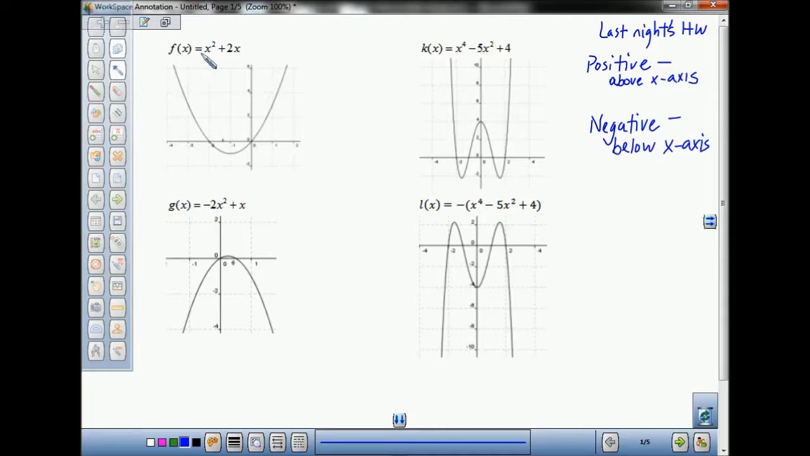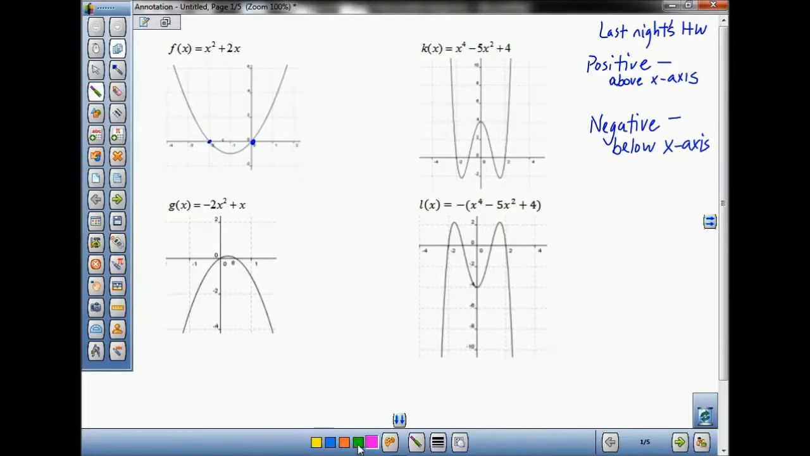So if we look at this first one, f of x equals x squared plus 2x, we can tell precisely from the graph where the intersection is with the x-axis. So we can see that here it is above and here it is above. So those are our two positive intervals. So this function is positive.